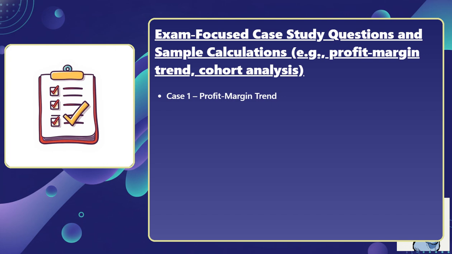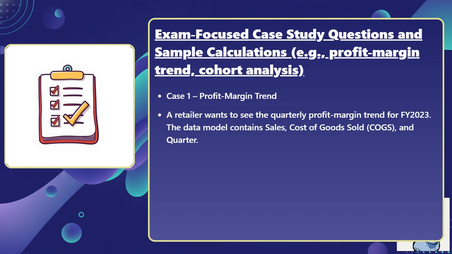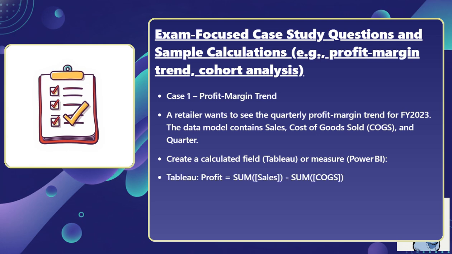Case 1 - Profit Margin Trend. A retailer wants to see the quarterly profit margin trend for FY 2023. The data model contains sales, cost of goods sold (COGS), and quarter. Create a calculated field in Tableau, or a measure in Power BI. Tableau: profit equals sum of sales minus sum of COGS.